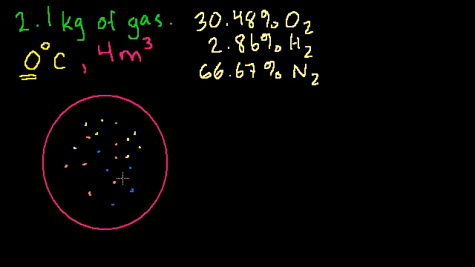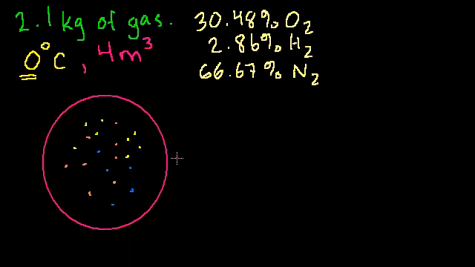We have a situation here where we have a 4-meter cubed container. Let's say that's a balloon of some sort. And instead of having just one type of molecule of gas in this container, we have 3 molecules of gas. We have some oxygen molecule, some hydrogen molecule, and some nitrogen molecule. And what the problem tells us is we have 2.1 total kilograms of gas. And of that, by mass, 30.48% is oxygen, 2.86% is hydrogen molecules, and 66.67% is nitrogen.